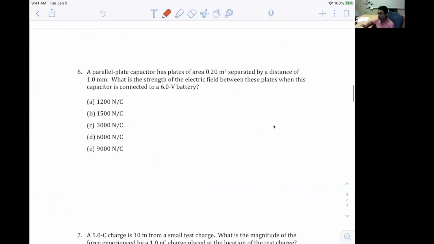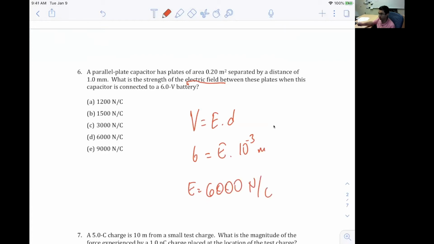For 6, a parallel plate capacitor has a plate area separated by a distance of 1 millimeter and the potential applied is 6 volts. What's the electric field? Potential is just E times distance, electric field times distance. Potential is 6 volts. E times D, with D being 1 millimeter, 10 to the minus 3 meters. So the electric field is going to be 6,000 Newton per Coulomb. Here we did it as volt divided by meter, but it's going to be the same.